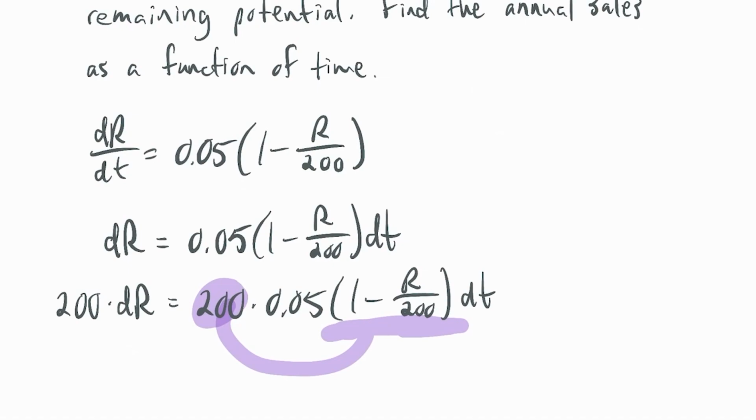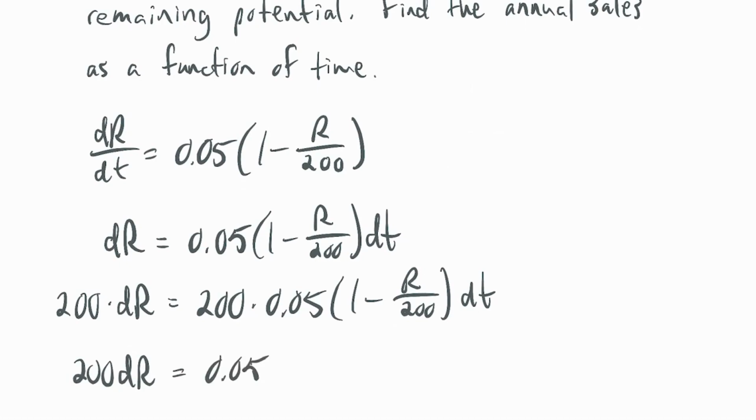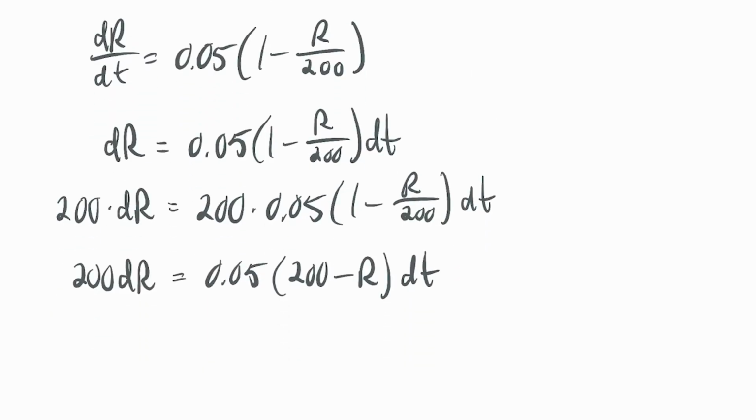So on the left will stay the same. On the right, I'll have 0.05 times 200 minus r times dt. So 200 dr equals 0.05 times 200 minus r dt. Okay. So no fractions. Now I can divide both sides by 200 minus r to move it to the other side.